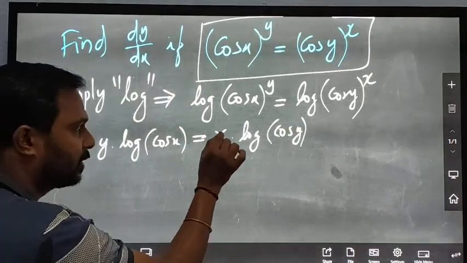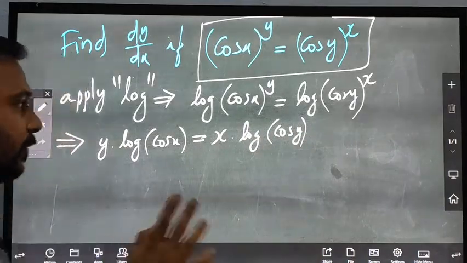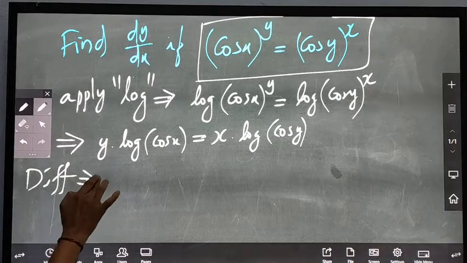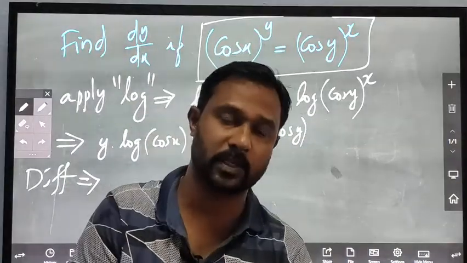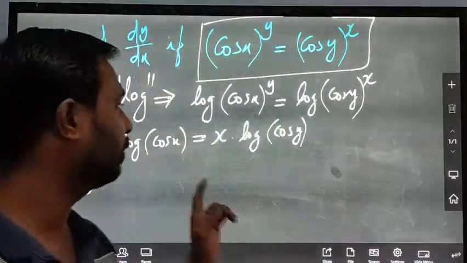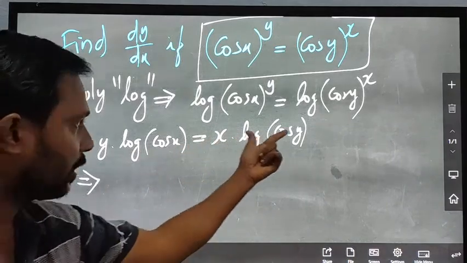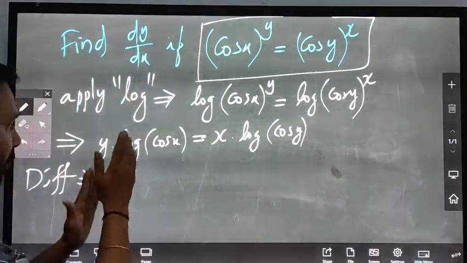Now you see it is a product of two functions on both sides. We are going to differentiate this function with respect to x on both sides. So we must apply what? The logarithmic rule of differentiation along with product rule as well as chain rule. See here log of cos x, here log of cos y, so chain rule will be applicable here. Product rule, now you apply product rule here.